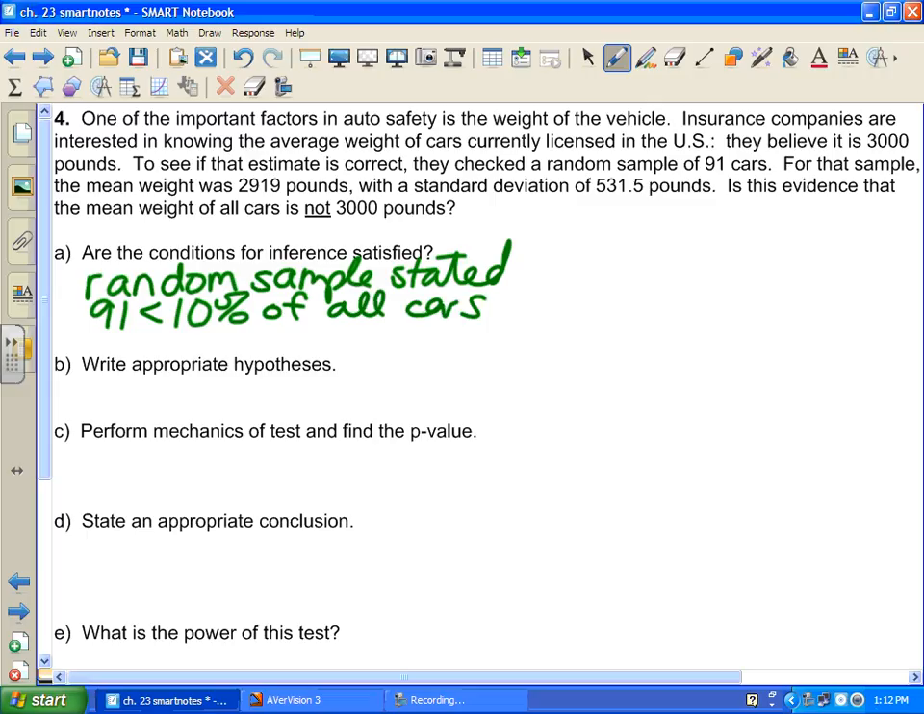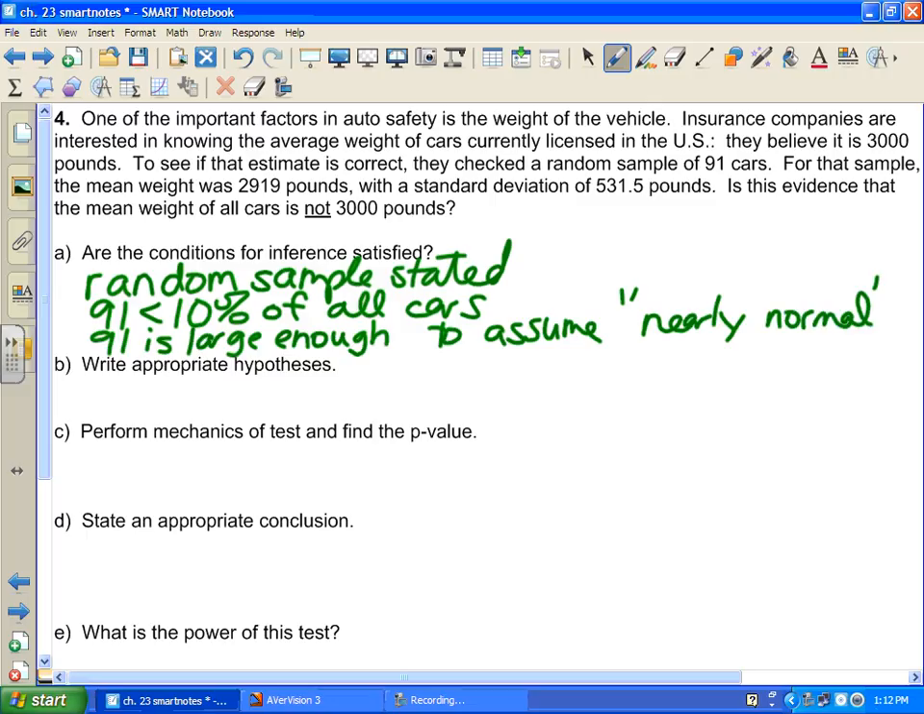Okay, the third condition where we had to make a histogram. First of all, we don't even have enough data to make a histogram. But we don't need to anyway because 91 is our sample size. Okay, so 91 is, you can just say it's large enough to assume that it's nearly normal or approximately normal. It's like the sample size is 25 or 30. Should you go ahead and check it just in case? Sure. But even if it's bigger than 25 or 30, even if it's horribly skewed, it doesn't matter.